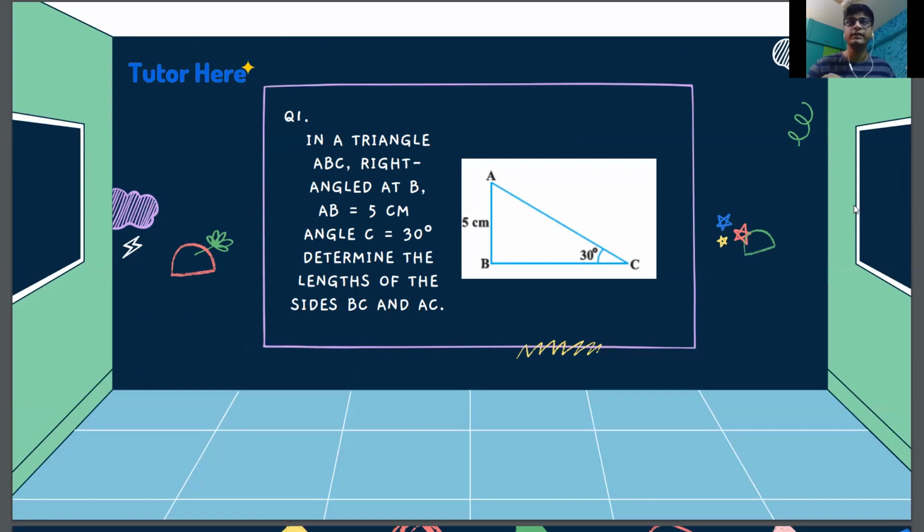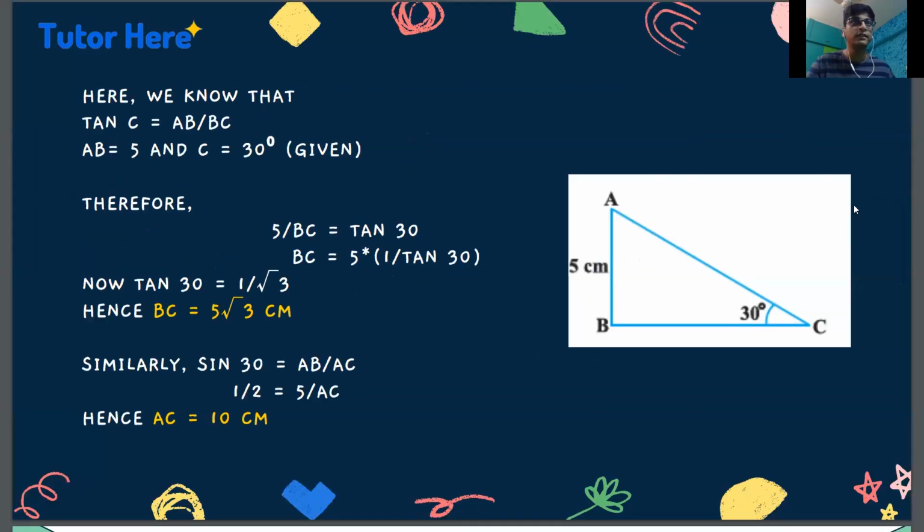In a triangle ABC, right angled at B, AB is 5 cm and angle C is 30 degree. Determine the length of the sides BC and AC. Let's look at the answer.